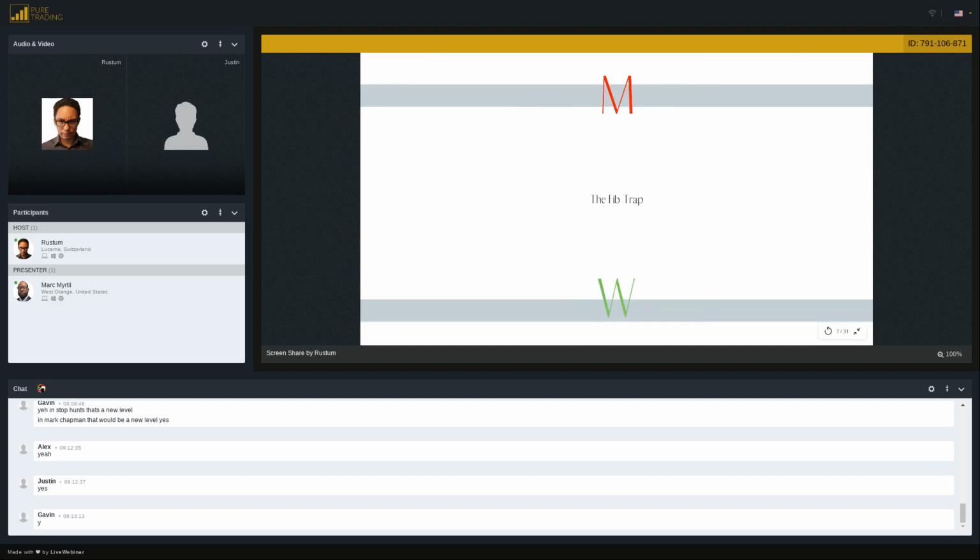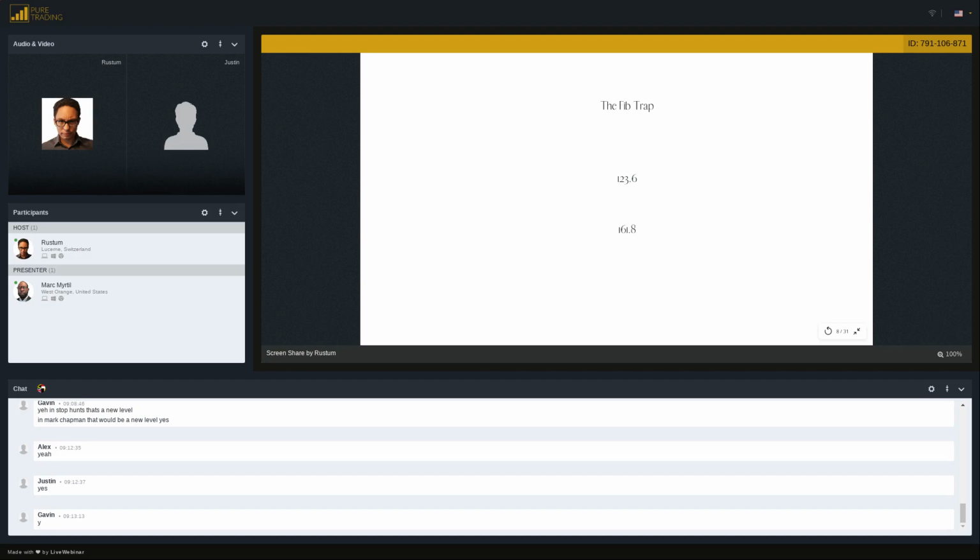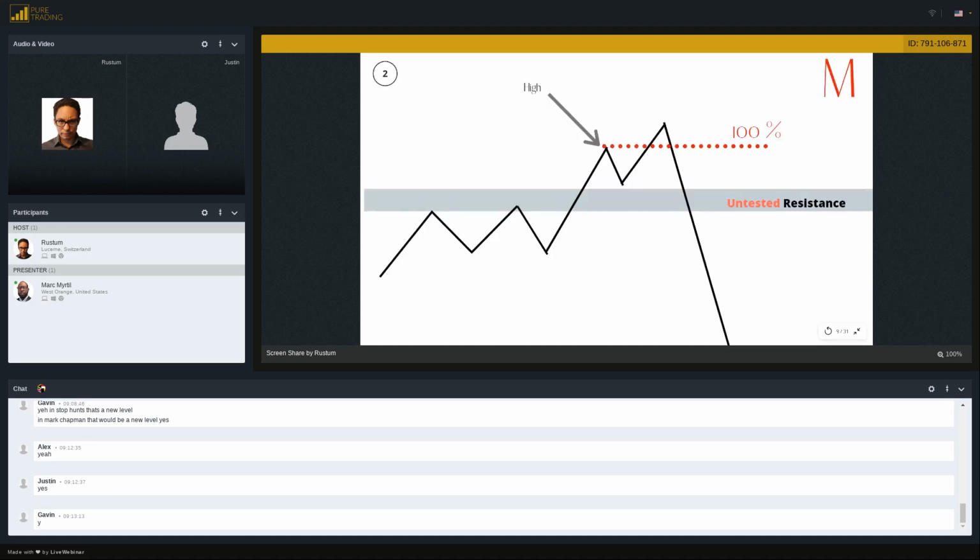So the fib trap, we're going to use 123.6 Fibonacci and 161.8 Fibonacci. We're looking for our M pattern and prices are making highs. Prices are making a higher high just over here, comes low to the midpoint, and then it makes another high. And in this case, there is no divergence. So now we don't have a beginner strategy because there's no divergence.